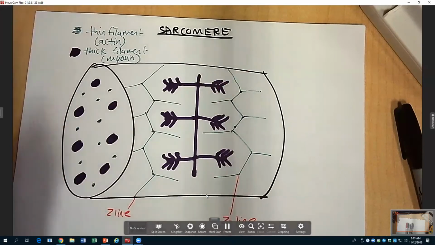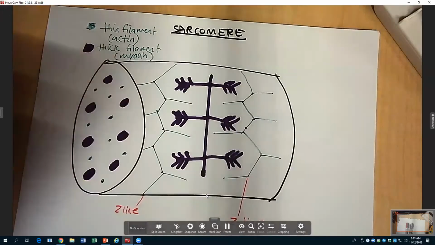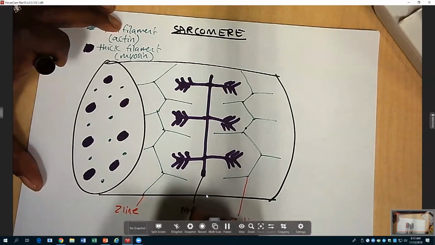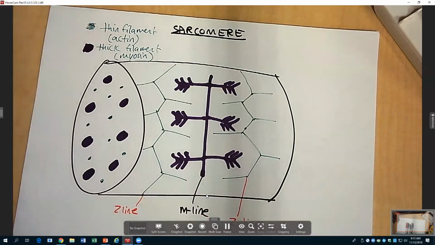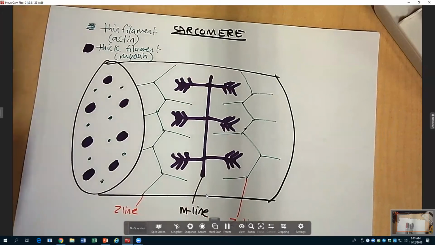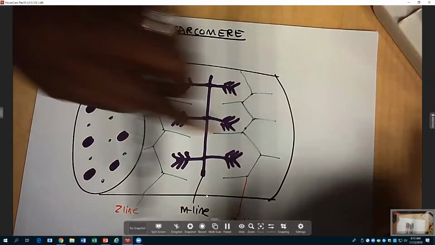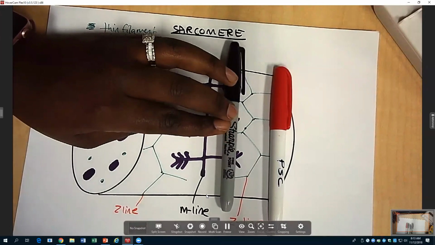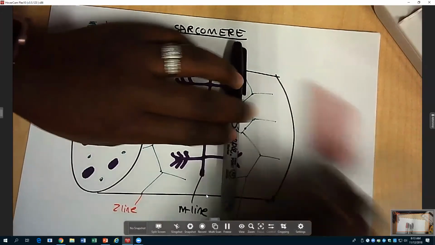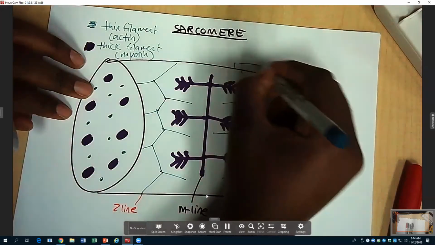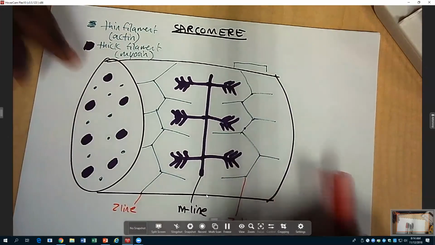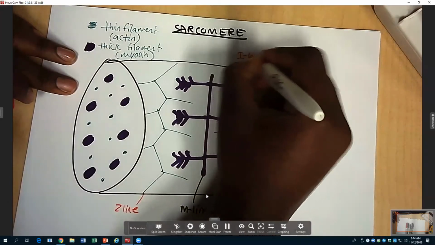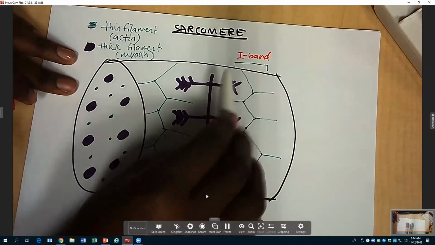Along the center, where myosin is connected, that is called the M line. And this is going to be the center of the sarcomere. Now, along the outer edges or the outer limits, we can only see actin here, okay? And so histologically, this region stains much lighter, much paler. And we call this region the I band. This is the area where we have only actin filaments, no overlap with the myosin filaments, okay? So that is your I band.